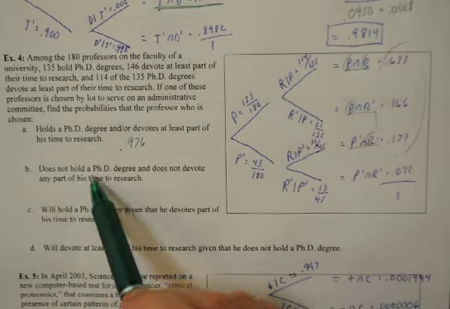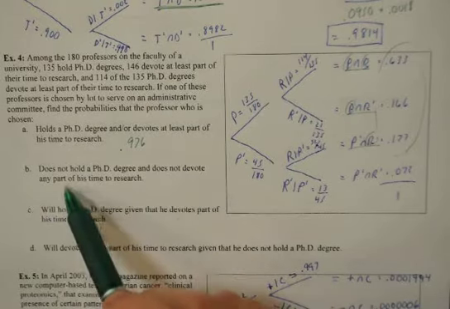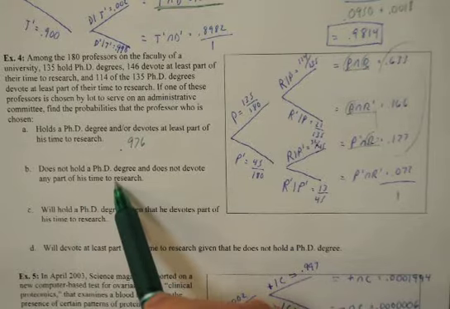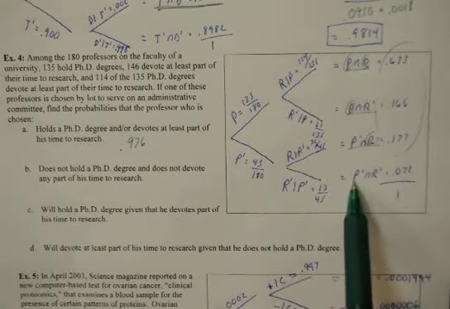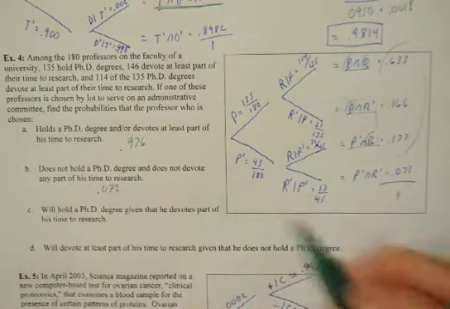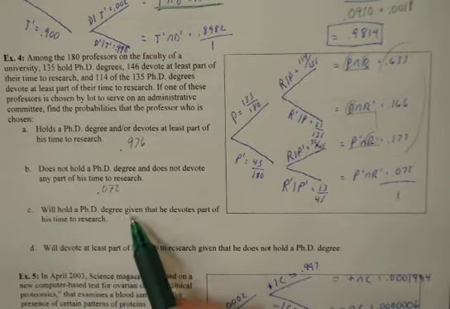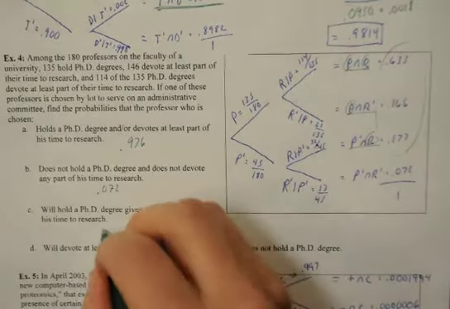Okay, next, does not hold a PhD degree and does not devote any time to research. That would just be this group right here. C, will hold a PhD degree given that he devotes part of his time to research.